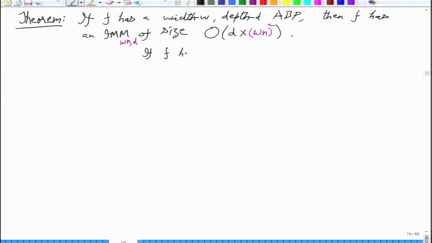So if F has an IMM of width comma depth, then it has an ABP of width W and depth d. Right, this is even simpler because just from the matrices you can read off the bipartite graph that it represents.